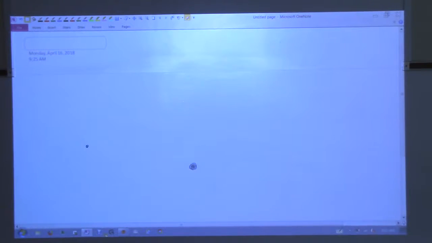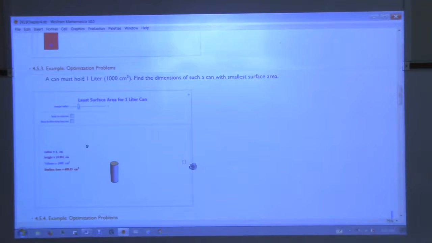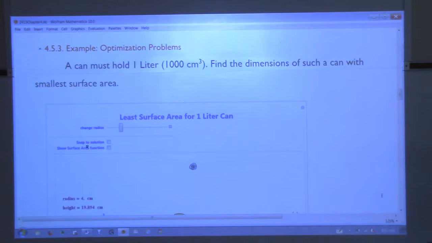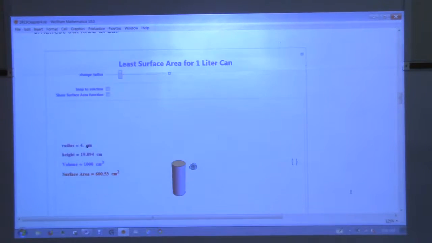All right, we're going to continue with optimization today. So I have a somewhat interesting problem here. Let's say you have this can that has to hold 1 liter, which is 1,000 cubic centimeters. So that's the volume of the container. It says find the dimensions of such a can with the smallest surface area.